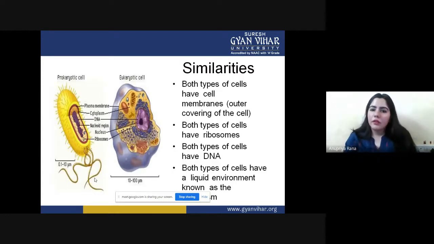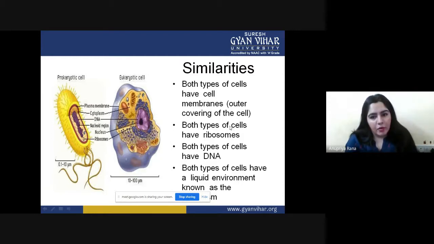Now we are done with the differences. Now we have to see what kinds of similarities are present between the two cells. First, here we can see the diagram also. Both have the cell membrane, the outer covering of the cell you can see here. Prokaryotes have the plasma membrane, and the eukaryote cell also has the plasma membrane.